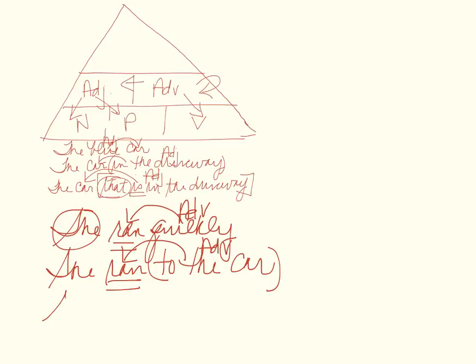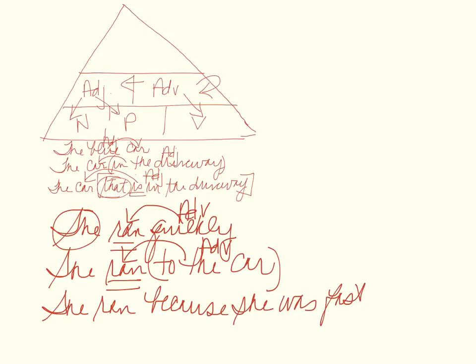If I said she ran because she was fast, I've added a subject and a verb, therefore I have a clause. This clause is saying why she ran. It's answering why, modifying a verb, therefore it is an adverb. So the same concepts that we talked about in the early part of the year about modifiers will hold true whether you're talking about one word, a phrase, or a clause.